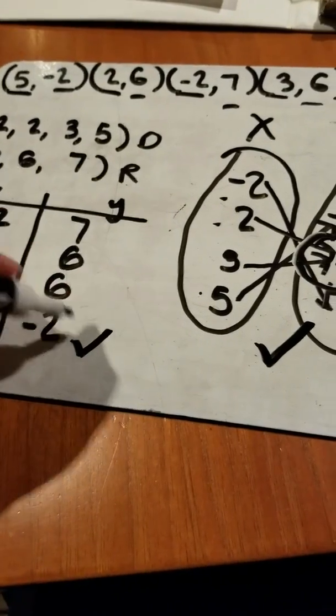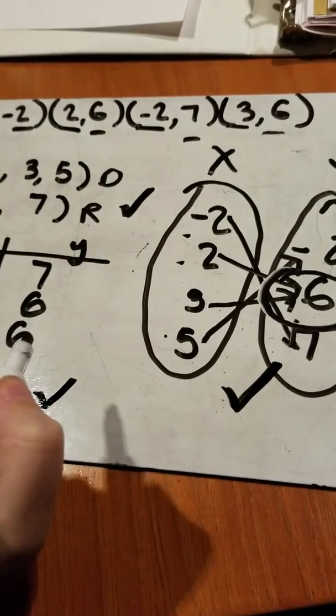That's a table. That's domain and range. You already know how to graph.